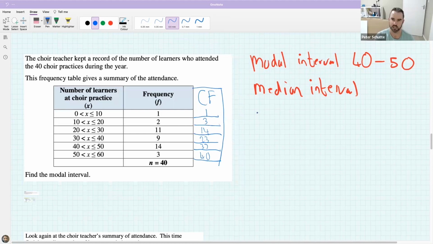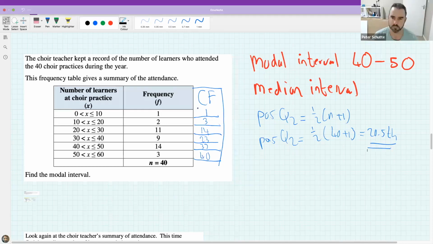Now remember, with the median, we normally have to do the position calculation first. So the position of the median comes from this formula. And we know that the n is 40. So we have 40 plus 1. What's that? 20 and a half, 20. So which interval do we think is the median interval?